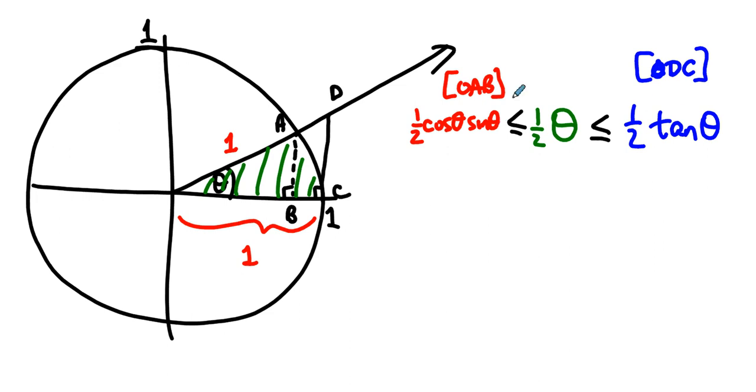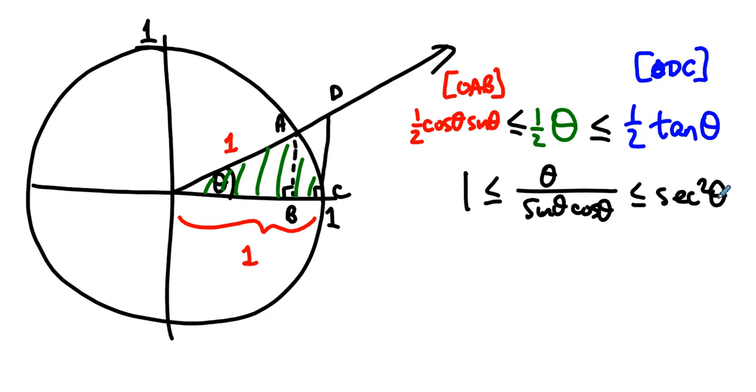Well, if this is true, divide everybody by 1/2, divide everybody by sine theta, cosine theta, and you get 1 is less than or equal to theta over sine theta cosine theta, less than or equal to, this is already sine theta over cosine theta, and we're dividing by cosine theta sine theta. This turns into secant squared theta.